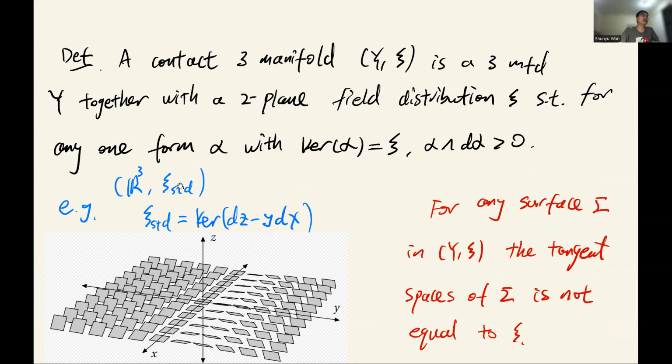So in the left corner, you can see R^3 with ξ standard, where ξ standard is equal to the kernel of dz minus y dx. And you can see all of those plane fields. Another way to interpret the contact structure is that for any surface in (Y, ξ), the tangent space of the surface is never going to equal the contact plane.